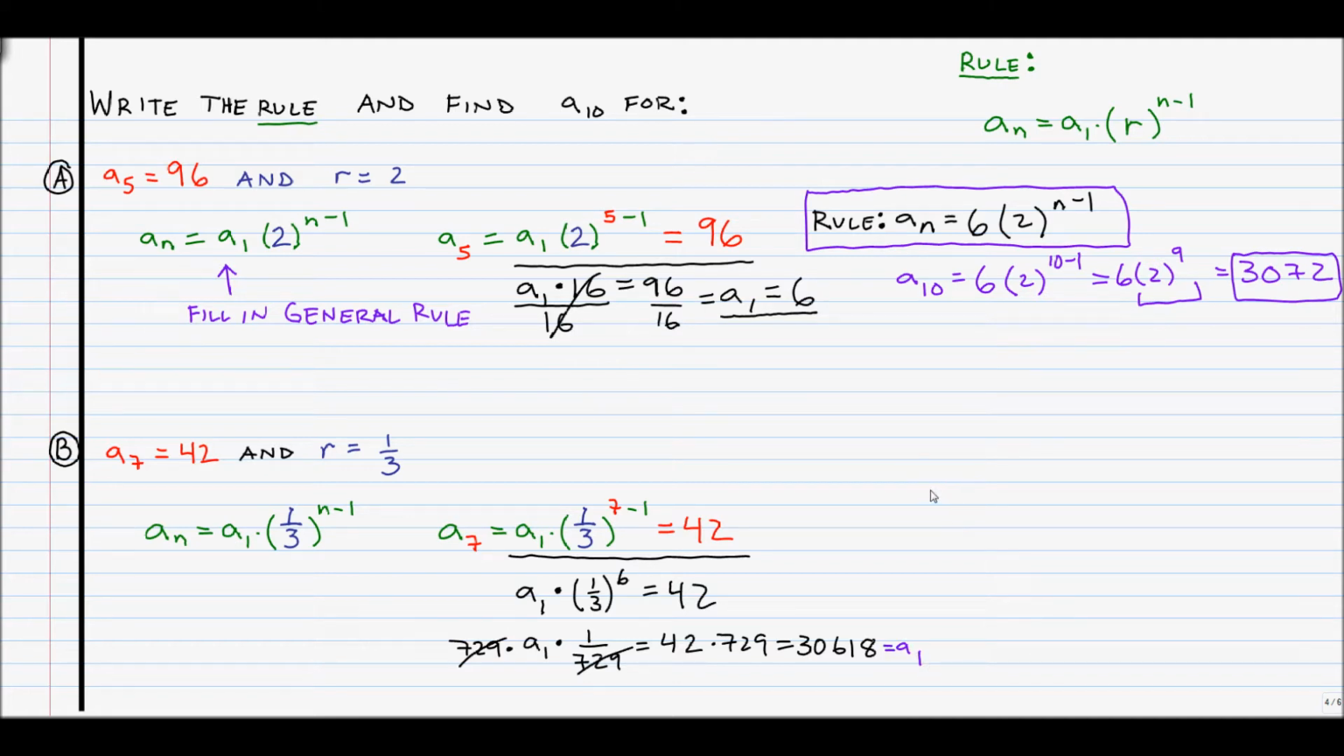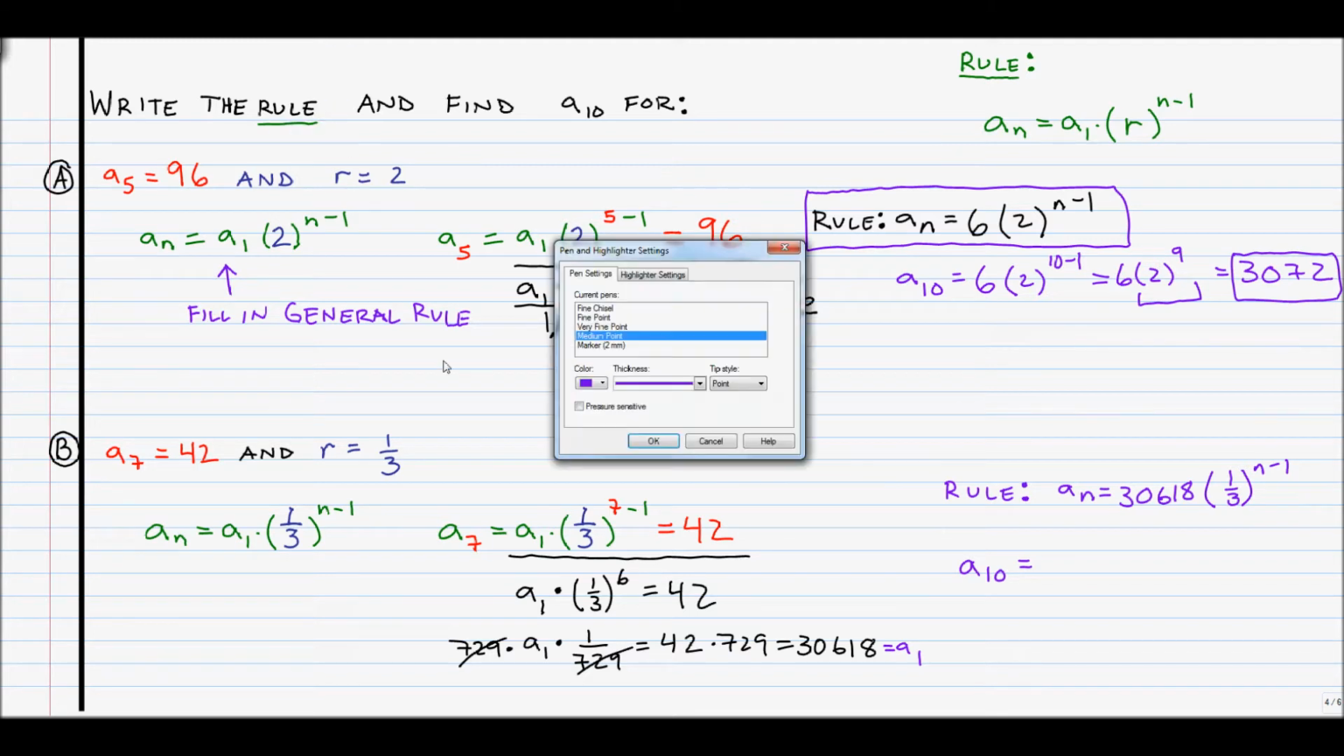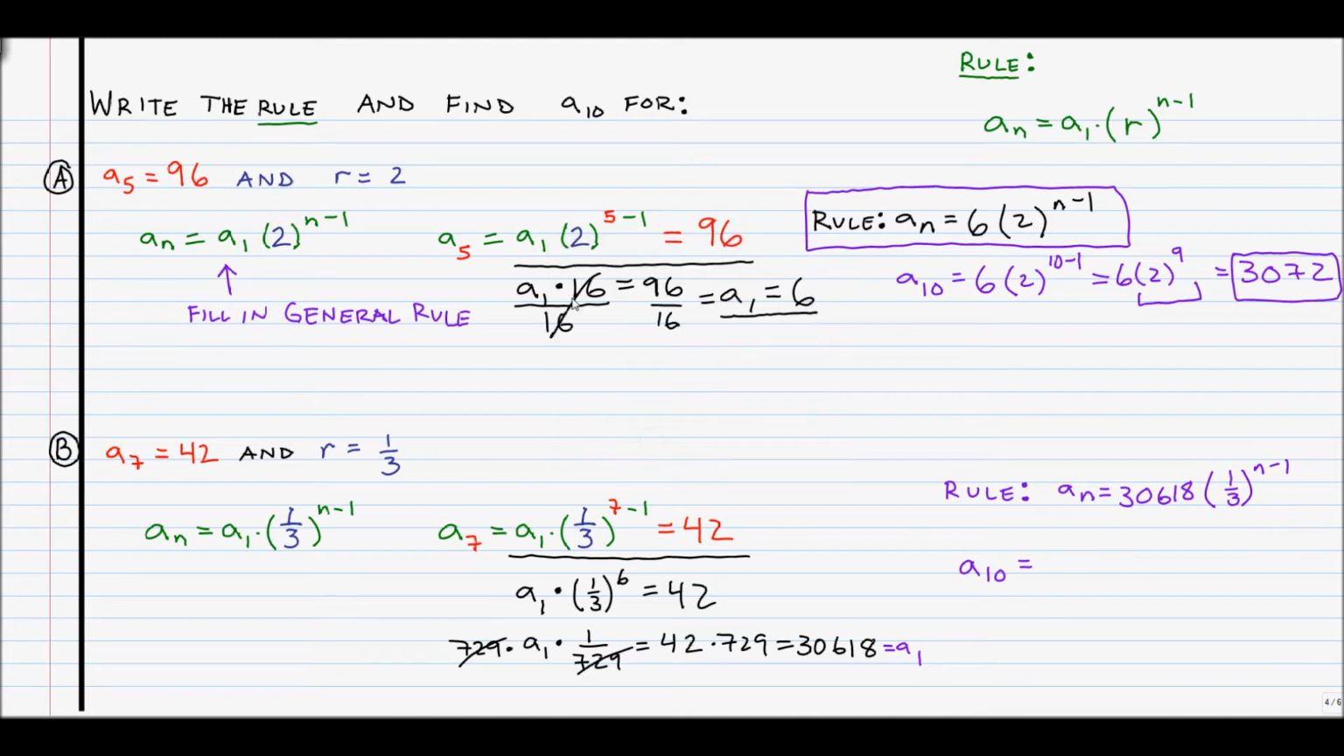So our rule for this particular problem is given by a sub n equals a sub 1, which was big, times my ratio to the n minus 1. That looks like a lightning bolt, so it's kind of cool. There we go. That guy. So there's my rule. Remember, we only want rules defined to specific terms. So a sub 10, what shall that be?